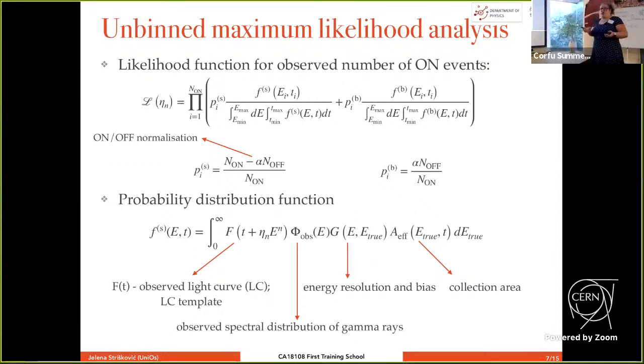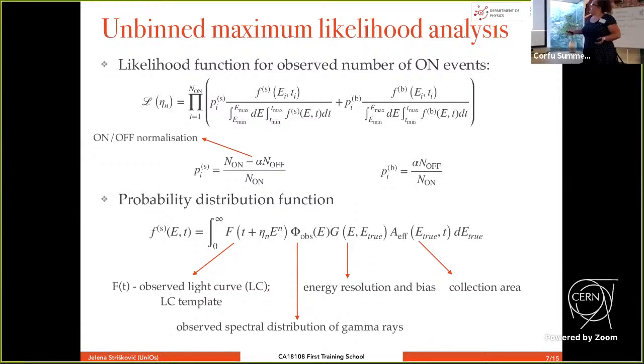Off regions, we can choose more than one: 2, 3, 4, 5. And this is why we have this normalization parameter. So this would be a probability that our event belongs to a signal or to a background. Okay, we have this probability distribution function for our signal and for our background.